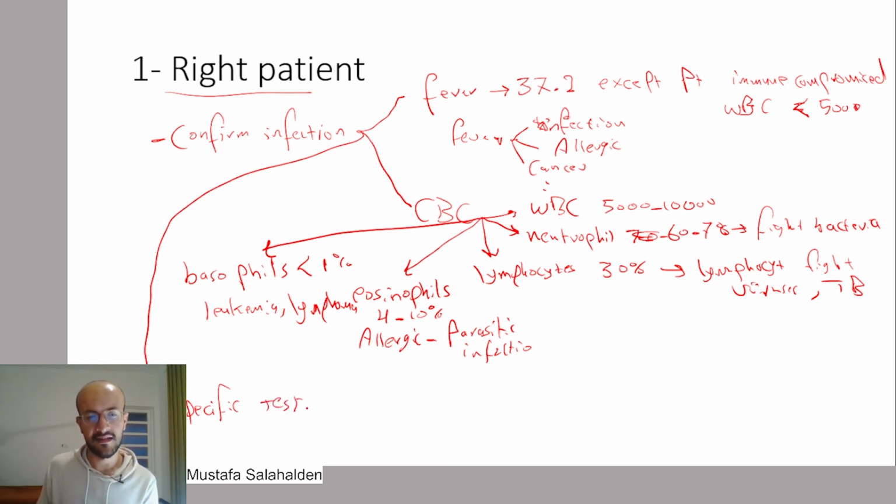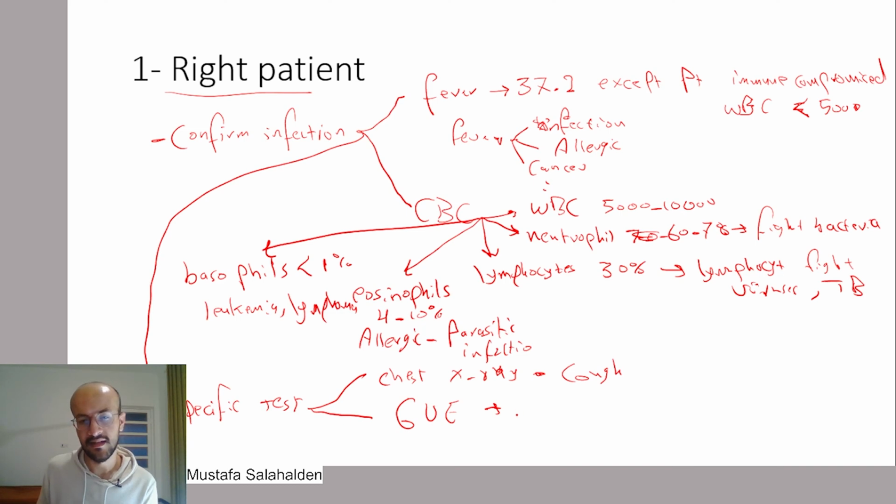Specific tests like chest X-ray. If the patient is coughing, you do chest X-ray, maybe to confirm pneumonia infection. If the patient has urgency and frequency of urination, you do general urine exam, and so on. You measure body temperature, you do CBC, and you do specific tests to confirm that the patient has infection. And this is for the right patient.